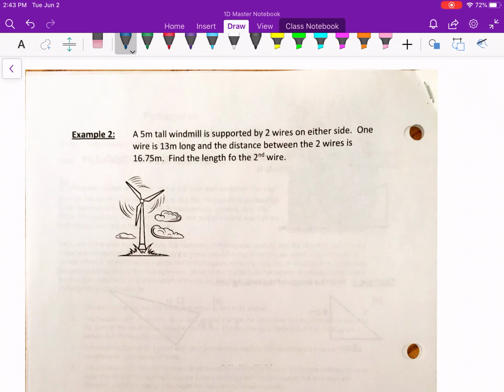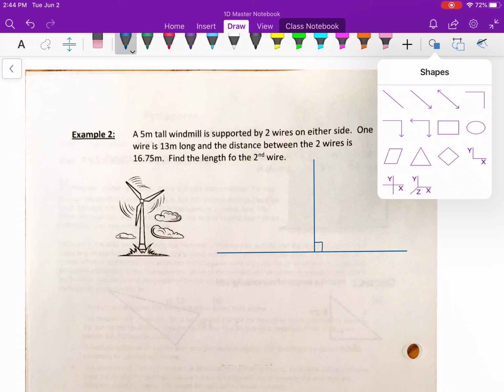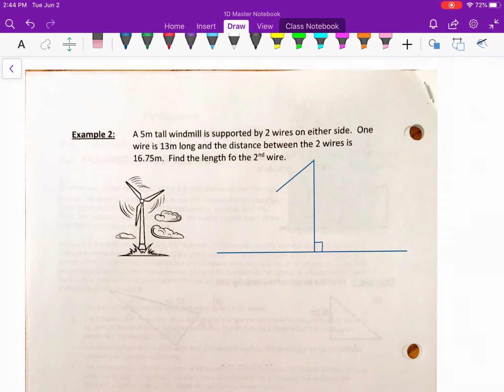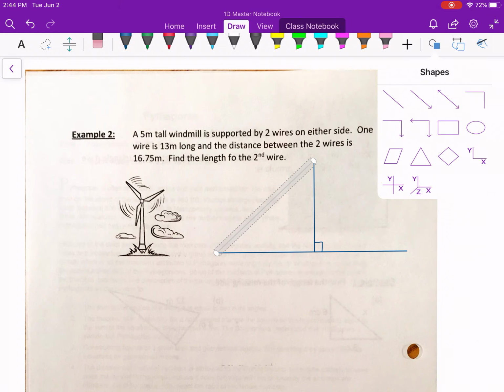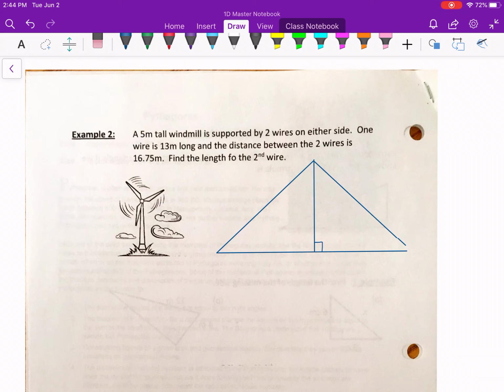Okay, what we need to help us with this is a sketch. All right, we need to visualize this. So I'm going to start by drawing a line to represent the ground. I'm going to draw another line to represent the windmill. And we're going to assume that the windmill is standing straight up and down, so it's making a right angle with the ground. And then it's got one wire on one side. So I'll just draw that like that. It's got another wire going to the other side. Those are my 2 wires, one on each side. So that's sort of what we're looking at.